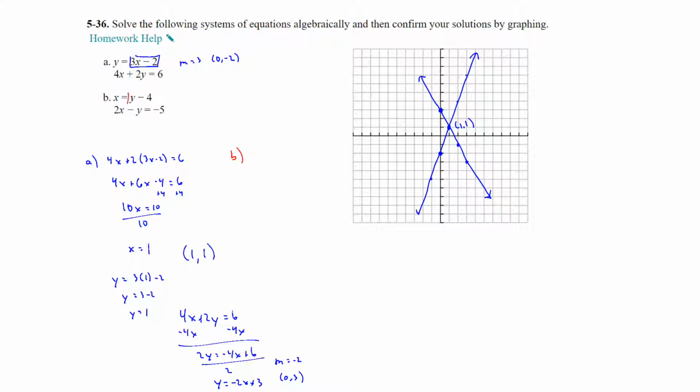B, once again, it is set up for substitution. x is equal to y minus 4. So 2 times y minus 4 minus y equals negative 5. Distribute.